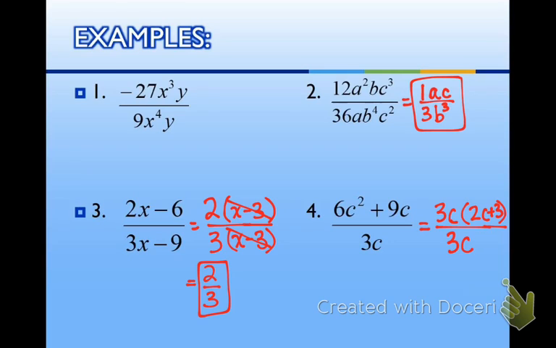What's going to cancel out this time? The 3 C's cancel out top and bottom, and what are we left with? 2C plus 3. If you want to leave it in parentheses, you can, but since that's the only thing that's there, we can drop the parentheses if you want to.